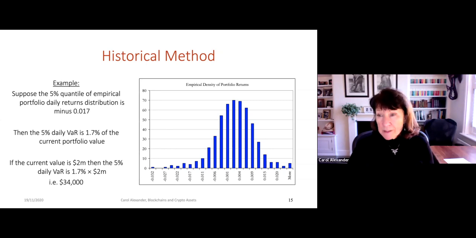If it was a 1% daily VaR, we'd be 99% confident. And so the number would be bigger. We'd have to go way down here to 0.027. And so the 1% daily VaR would be 2.7% of 2 million, which is a bigger number.